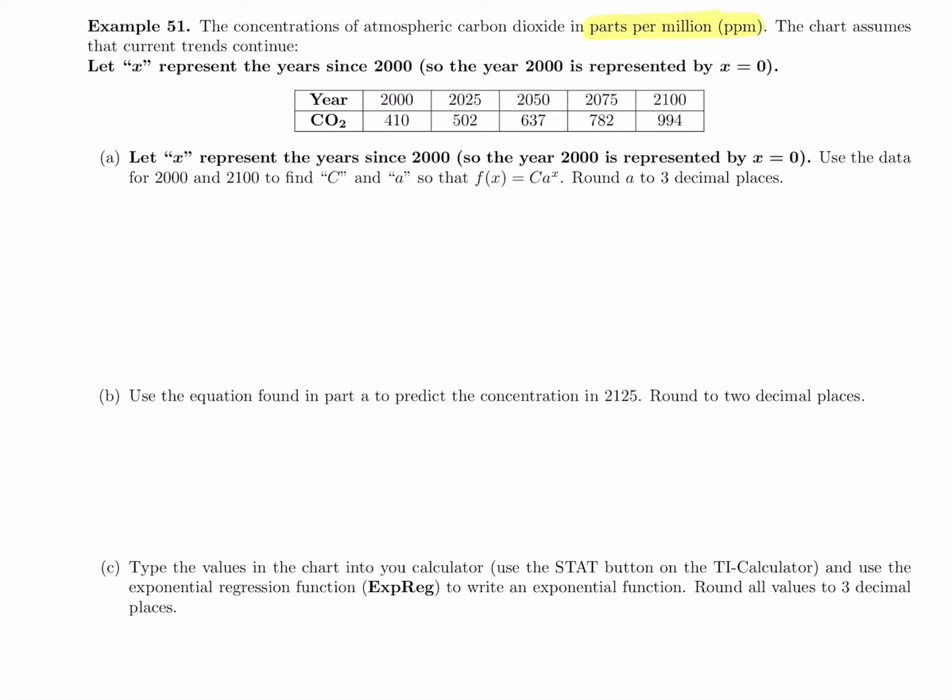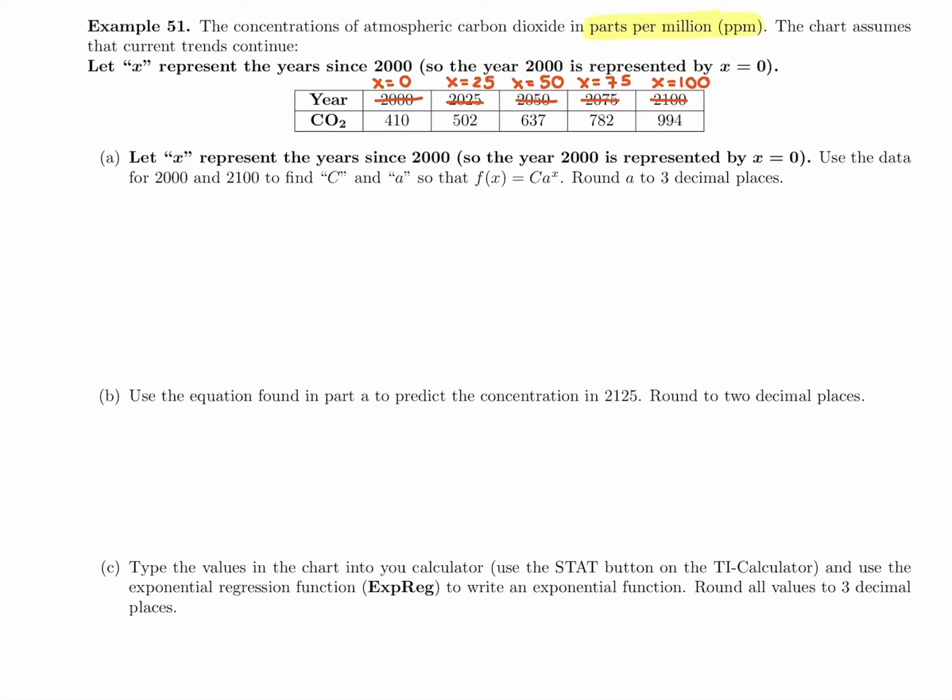So first thing I'm going to do is cross out this chart. When I plug in an X value for 2000, I'm going to plug in X as 0. 2025 is really 25 years after 2000, so X is 25. We can do 2050 minus 2000 is 50 years later. And then we have 2075 is 75 years after 2000, and 2100 is 100 years.